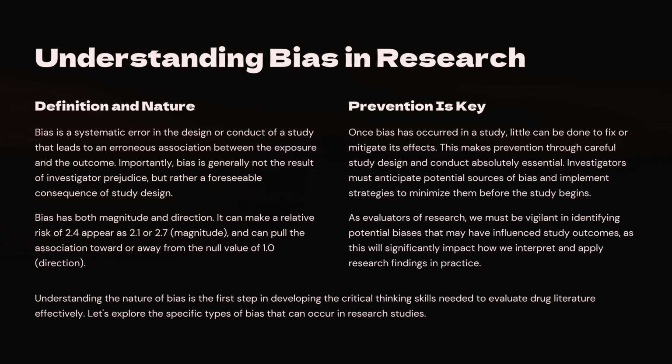So as investigators who make studies, you have to account for where the bias is going to occur and implement strategies to minimize them. That's the only way to prevent or reduce bias, is to prevent it. So understanding this is the first step to developing critical thinking skills that you as the student will need in this drug literature class.